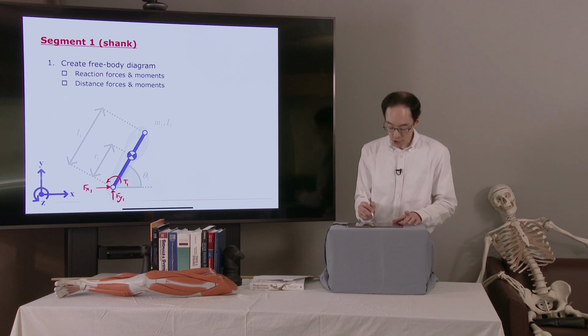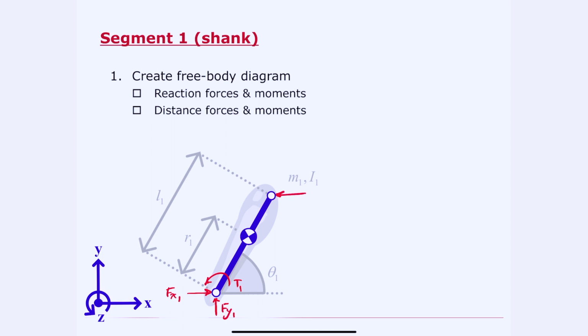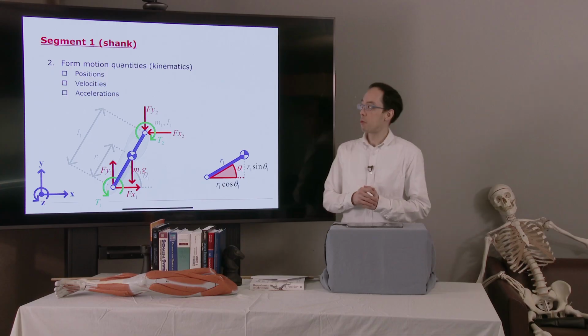We'll use the same convention at the knee. So here, this is the more distal body. So for the more distal body, we'll draw these in the negative direction. So we have Fx2 in the negative x direction, Fy2 in the negative y direction, and T2 in the negative z direction. Finally, we have one other force. We have the force due to gravity pointed downward, m1g. Okay, let's move on to step 2.